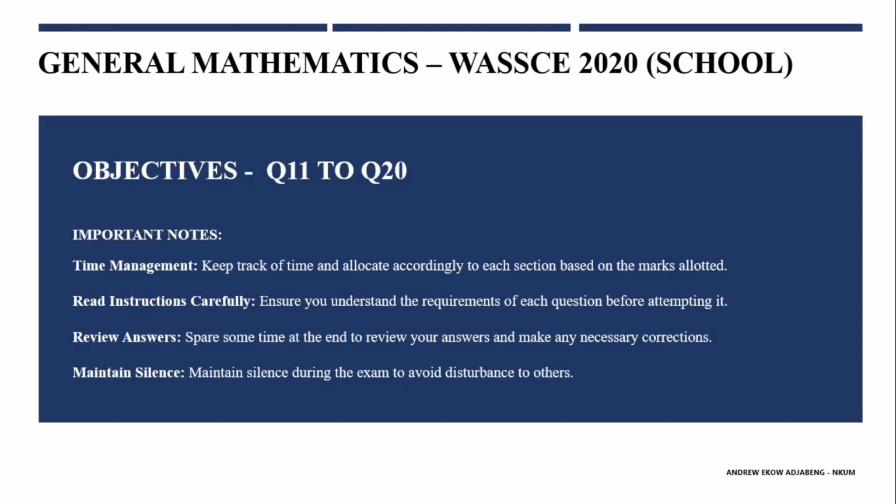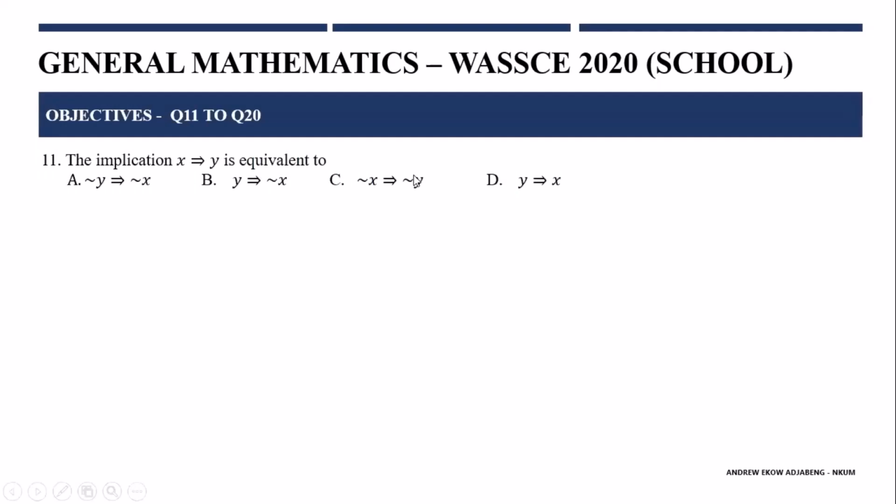Let's continue our lesson. Question 11. The implication x moves to y is equivalent to, we have possible answers A, B, C, and D. Let's solve and simplify which of these solutions is the right answer. So the solution here is negative x moves to negative y. What it means is that we are finding the opposite of these numbers.